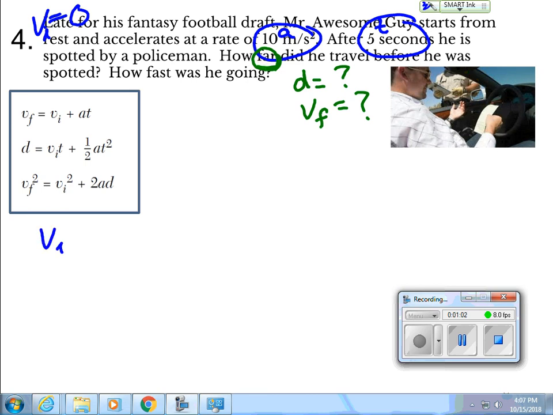V initial. Starts from rest and accelerates at 10 meters per second squared. And after 5 seconds, he was spotted by police.